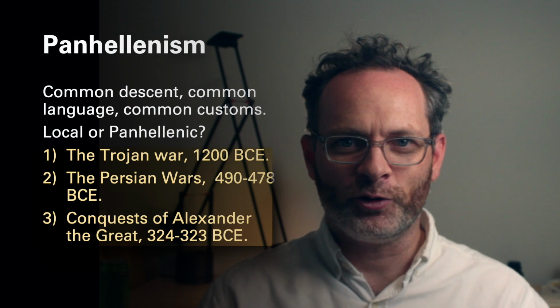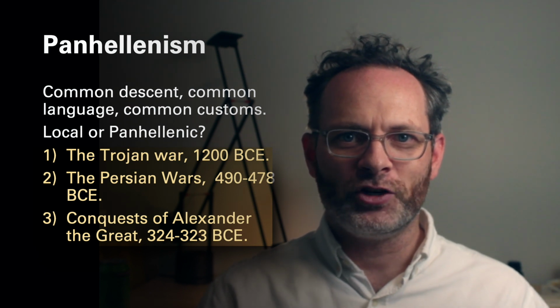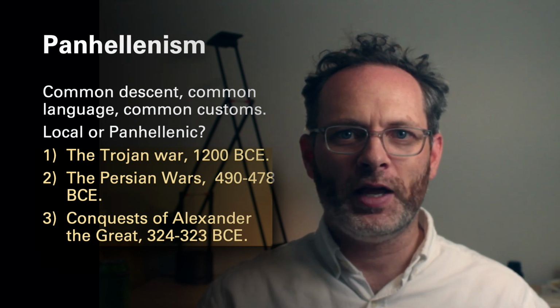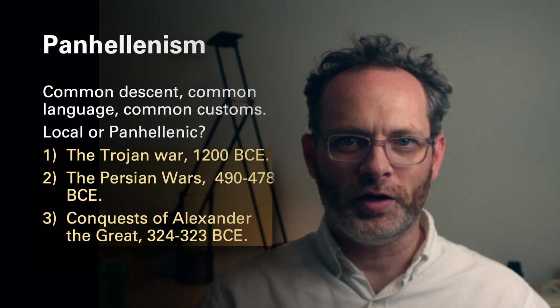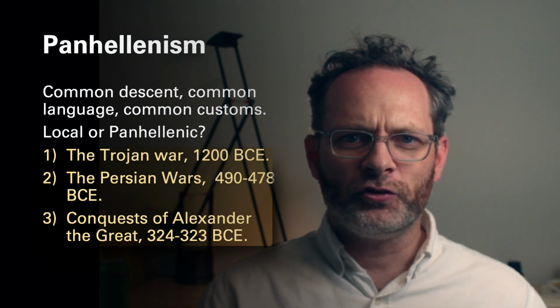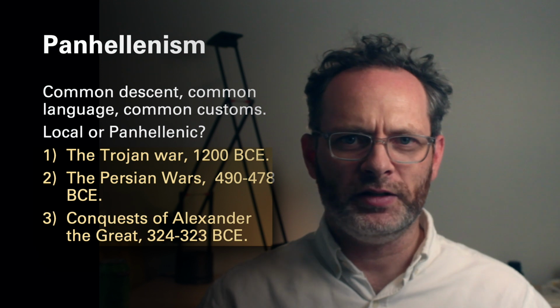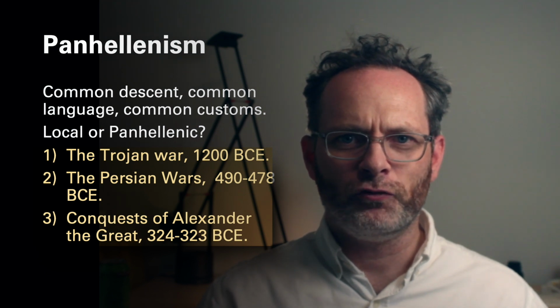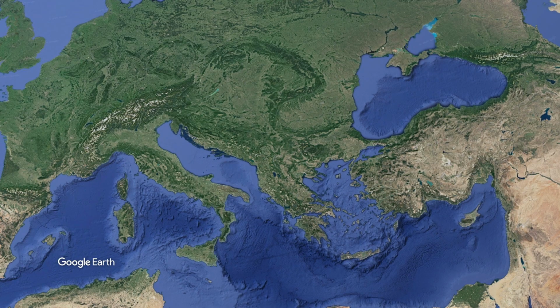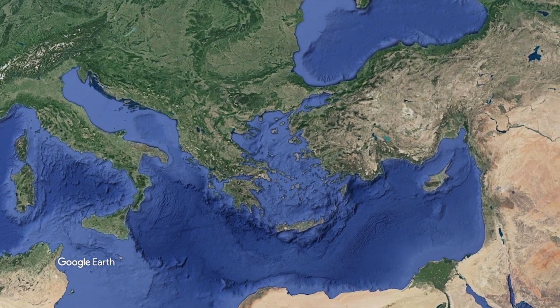So if you're only counting historical times, there were only 2 points in ancient Greece when they all came together, banded together, and acted as one. Otherwise, Greek history is a story of conflicts between poleis and small regional alliances forming and breaking up. Now, Greece was not isolated from the wider world.